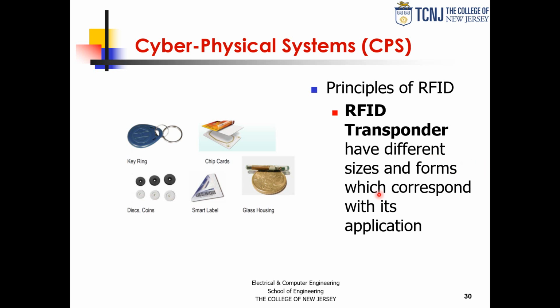Another application is this other form factor, which is a glass housing, which can be used to identify pets. So this is something that gets put in pets to identify them. And my cat has one, so they work. And so that's another form factor for the RFID. So you have different form factors, different frequencies, different memories.